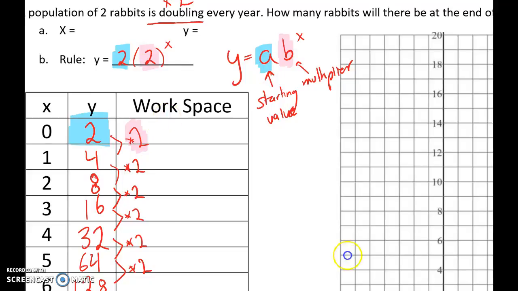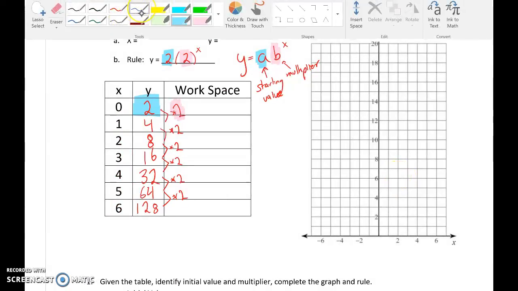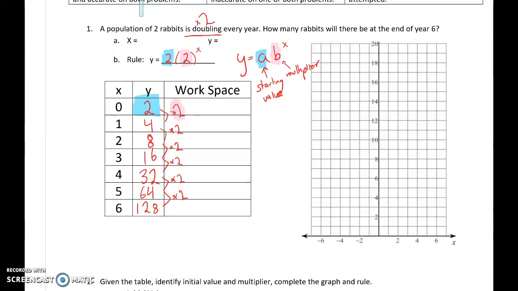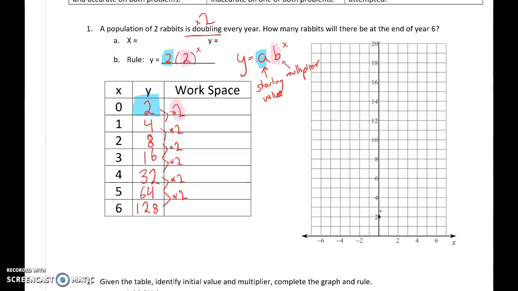Once you have this table, we would just go to our graph and we would plot these points. So we have 0, 2, oops, change this. 1, 4, 2, 8, 3, 16, 4, 32. As you can see, that doesn't really fit. I could connect these points like so.